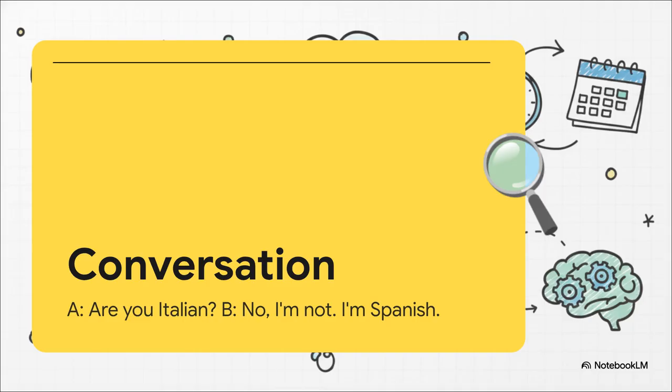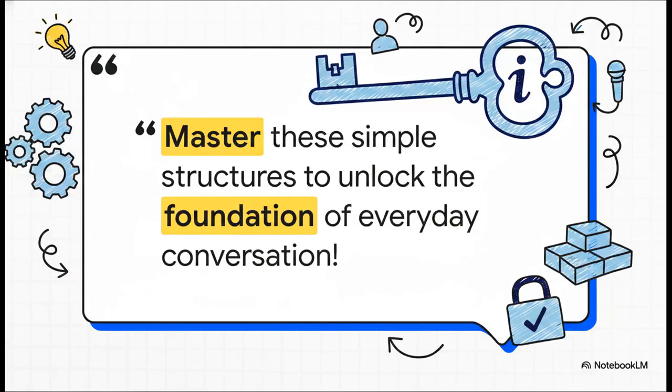Celebrate your success if you correctly placed are at the very beginning of the question, and if you correctly used the negative structure I'm not for the response. You're doing incredibly well. Seriously, master these simple structures, and you unlock the absolute foundation of everyday conversation. The verb to be is literally the key that opens the door to English. By knowing how to confidently move the verb to the front to ask a question, by remembering to never abbreviate yes, I am, and by mastering those negative contractions, you are building a rock-solid foundation. Just keep practicing this, and you'll be amazed at how quickly your fluency grows. I want to help you, and I know how to do it.